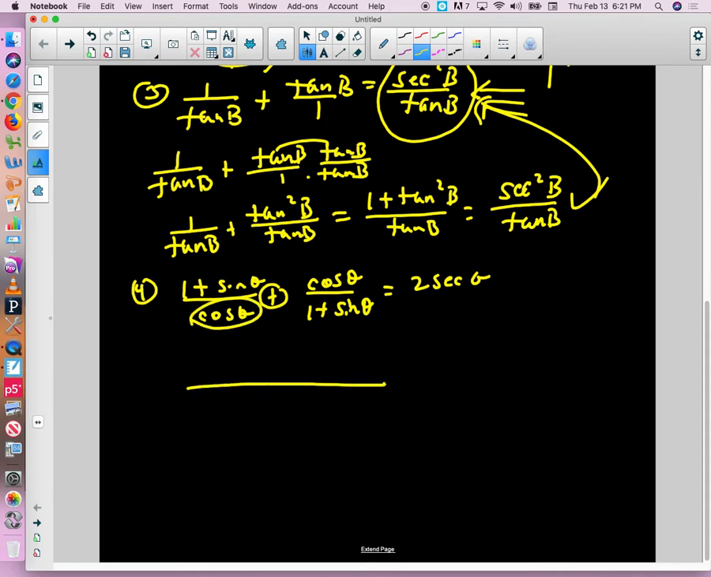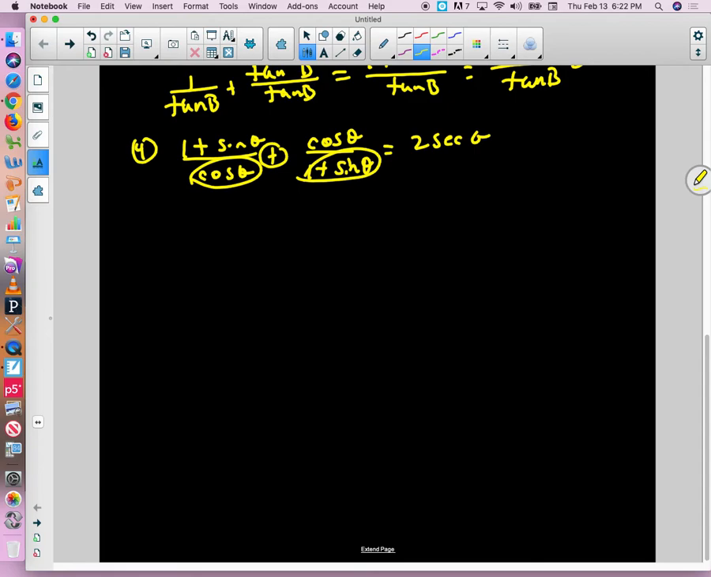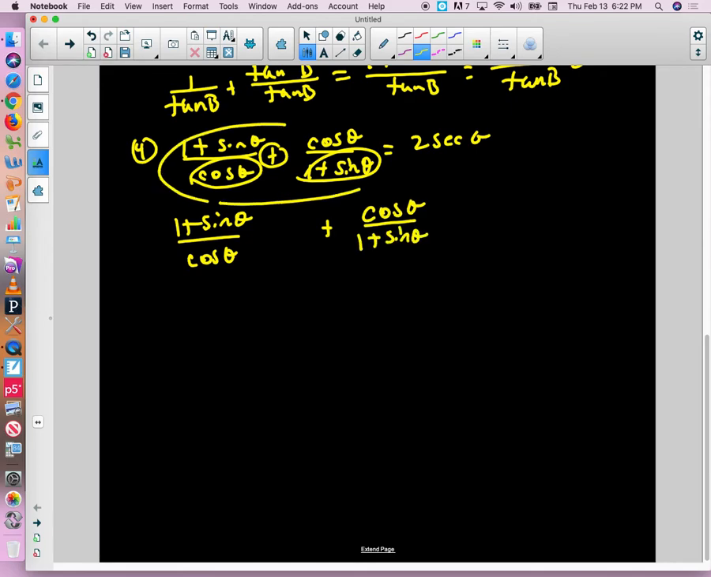My common denominator is cosine theta and 1 plus sine theta. I suggest you don't multiply out the denominator because something might cancel later. Alright, so I'm trying to get that common denominator, but let me go a little more slowly so you can clearly see my steps. So I'm going to make this 1 plus sine theta. I'm just copying it down and leaving myself some room, plus cosine theta over 1 plus sine theta. Alright, so I just copied this down.